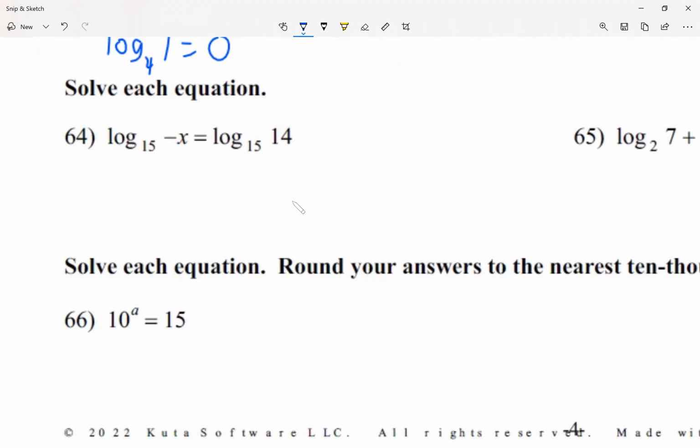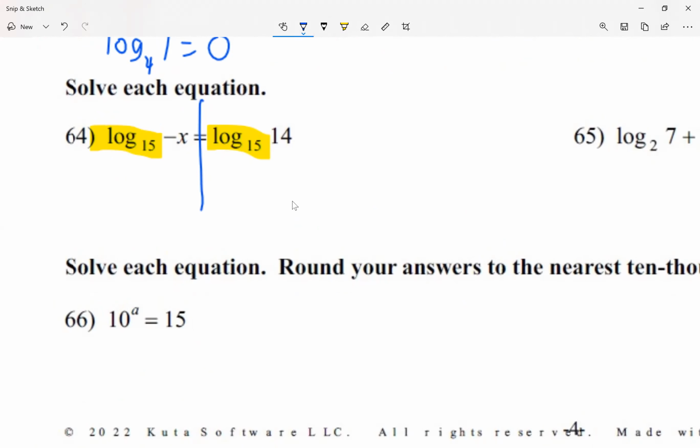We learned that when we have log of something on both sides of the equal sign, let me separate my sides of the equal sign, I notice that I have on both sides log base 15. I have the same log on both sides.